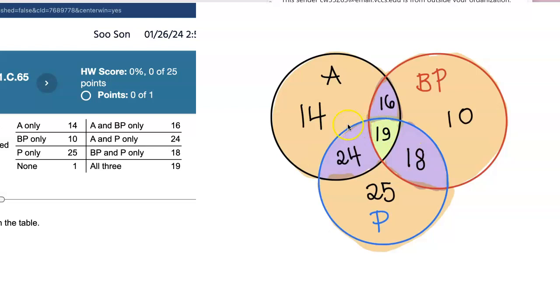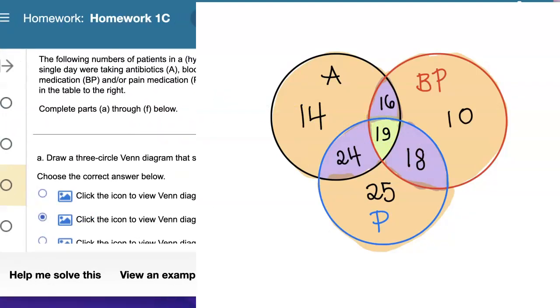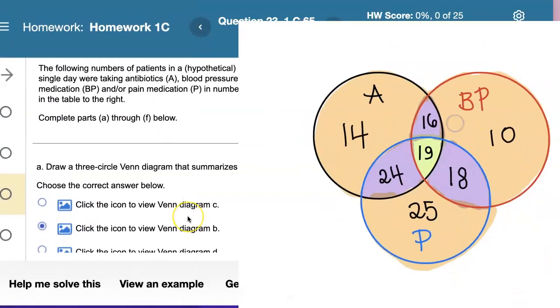Alrighty. So what I now want to do is find a picture out of these 4, and this part is going to be a little bit challenging.